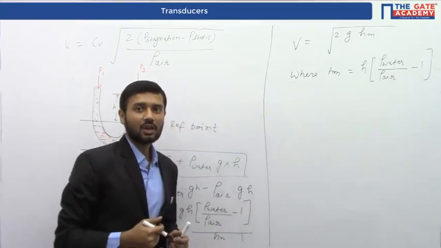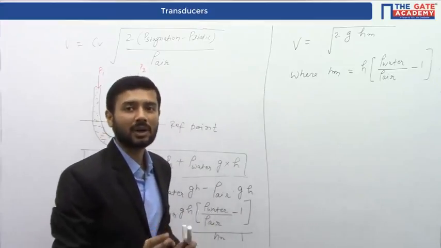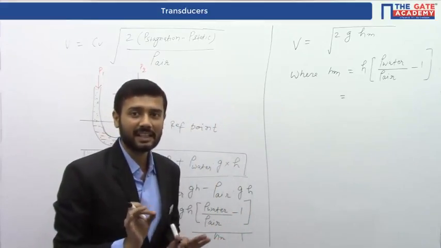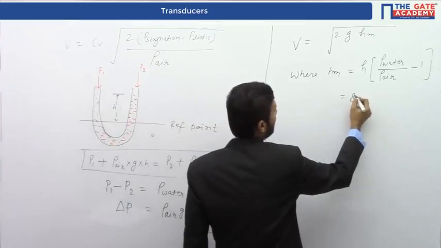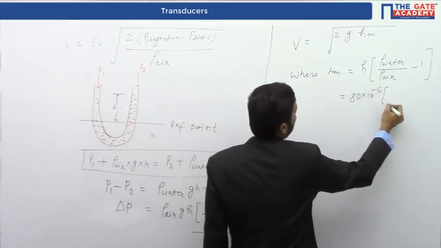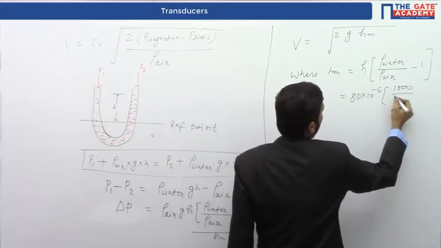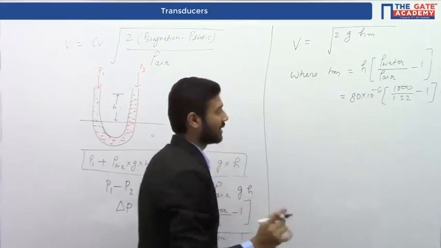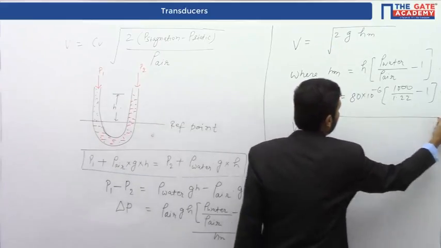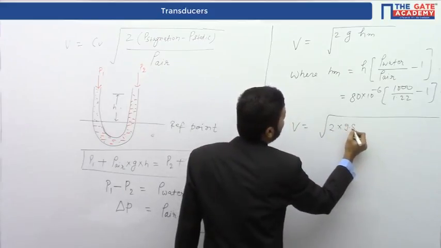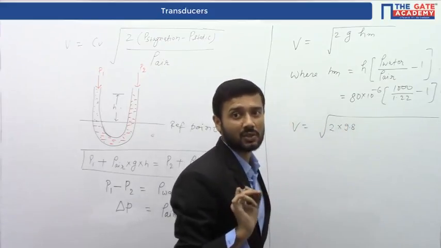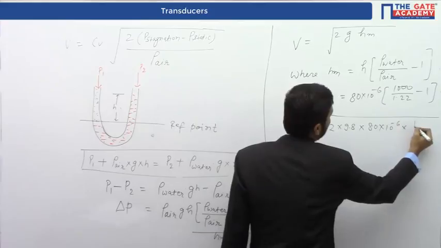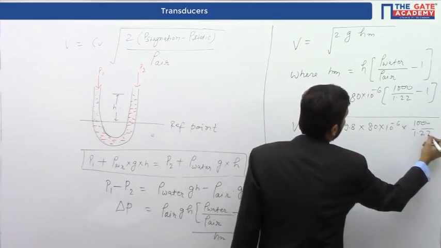So we know that the density of water is nothing but 1000 kilogram per meter cube. So we are putting these values. The H value is already given as 80 millimeter of water. So this is 80 into 10 to the power minus 3 into (1000 by 1.22 minus 1). Now we can put these values in our equation. V equals root under 2 into 9.8, the g value is 9.8 meter per second square, and into 80 into 10 to the power minus 3 into 1000 by 1.22.